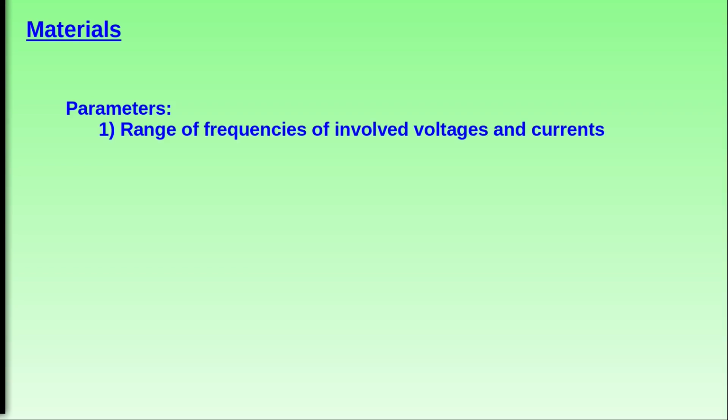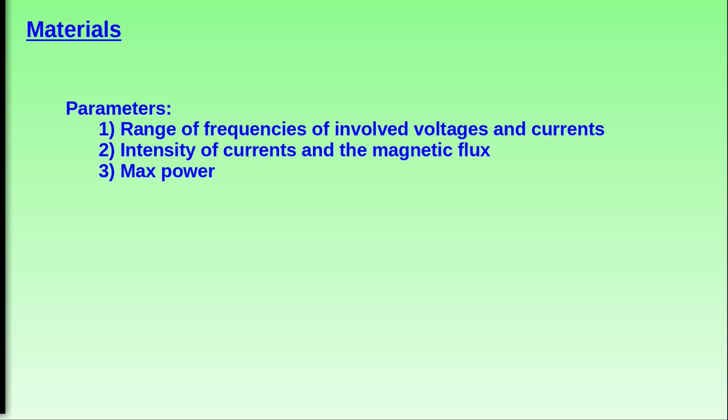Now that we know that a transformer is made of two windings and one magnetic core in the shape of a closed loop, let's see what kind of ferromagnetic material we can actually use to make the core. Well, the thing is that the materials we can use for the cores physically depend on some electromagnetic parameters that we need to take into account when designing a transformer. The parameters are the range of frequencies of the involved voltages and currents, the intensity of the currents, and therefore the magnetic flux density, and the max power at which the transformer is supposed to operate.